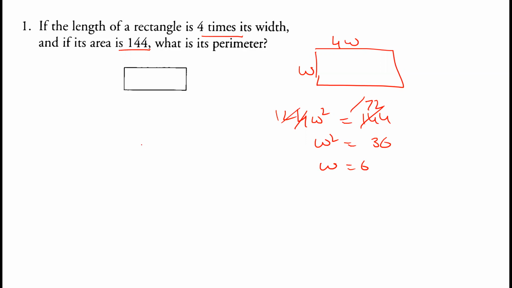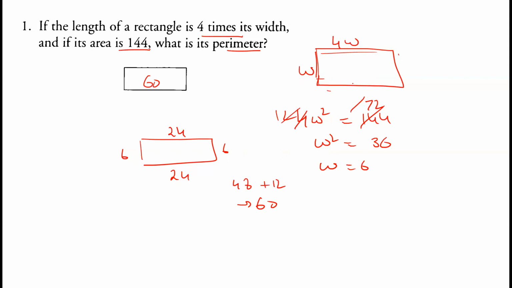So the rectangle again would be 6, 6. This side would be 24, this side would be 24. So 24 plus 24 is 48, 48 plus 12 is 60. So what's your perimeter? Perimeter is the sum of all sides.